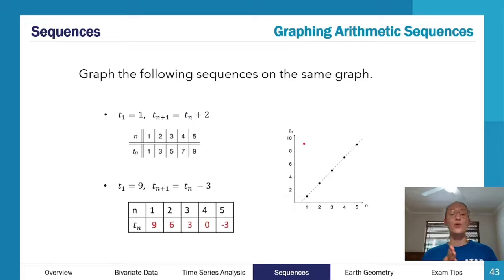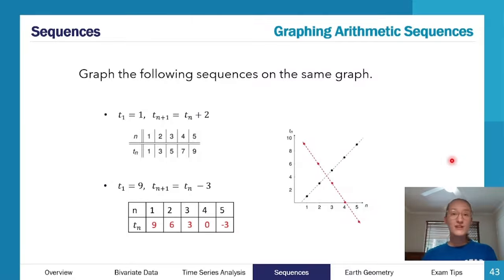So here you can see when n is equal to 1, our term is 9. So I've graphed that to reflect it. When n is 2, our term is 6. n equals 3 gives 3, 4 is on 0, and then 5 is actually on -3. And you can also add a trend line to suit that.